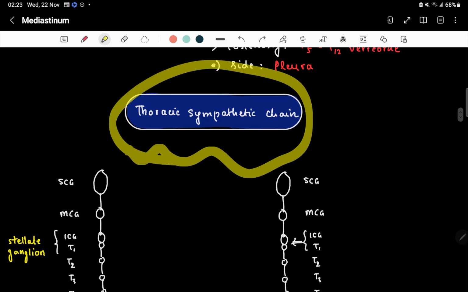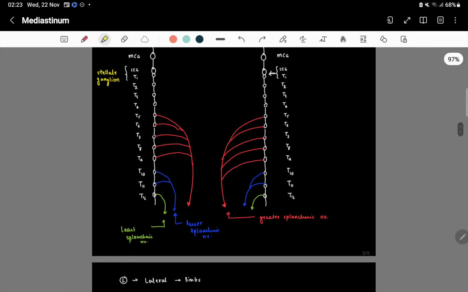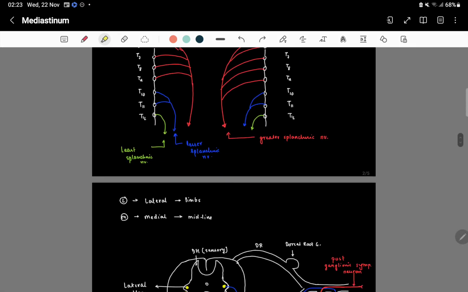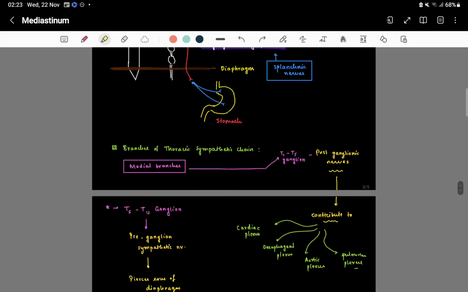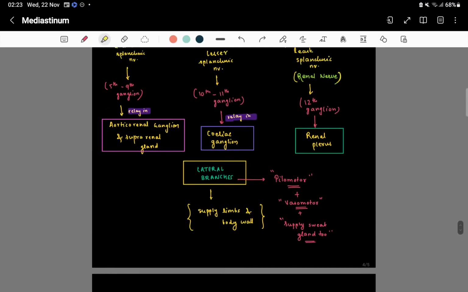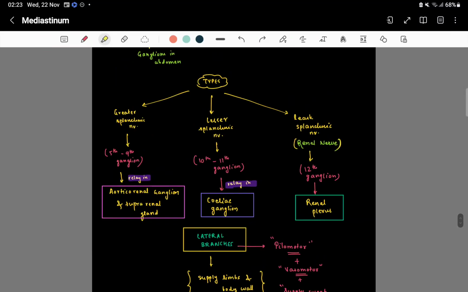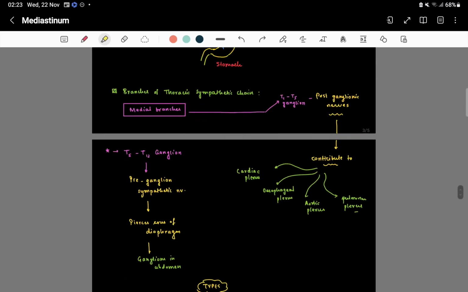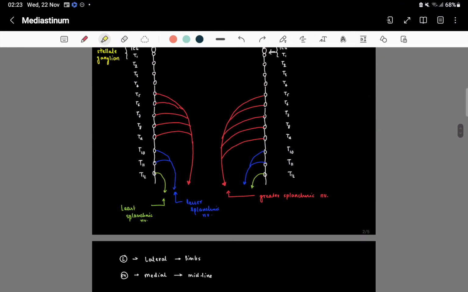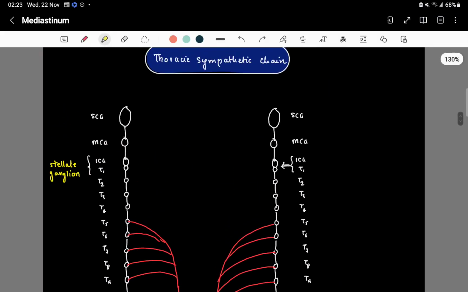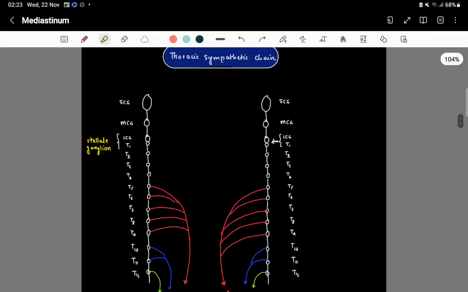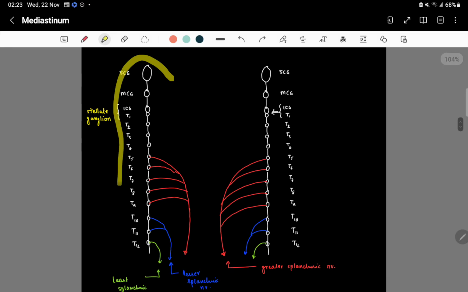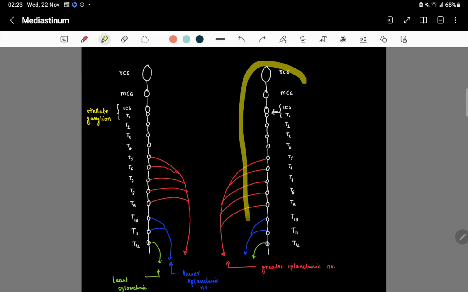Let's talk about the thoracic sympathetic chain. Talking about the thoracic sympathetic chain, we'll see the formation of the ganglions and how they are supplying, which ganglions they are forming and which plexuses they are forming. First, this thoracic sympathetic chain, we have this arrangement: superior cervical ganglion up to T12 level.